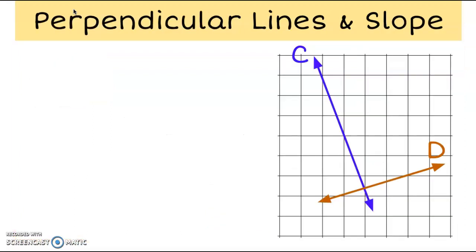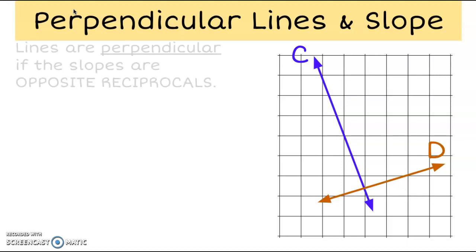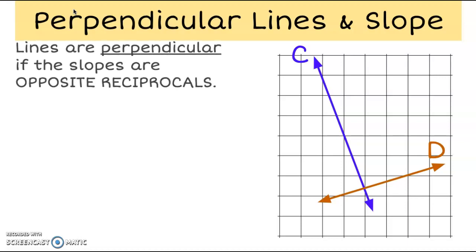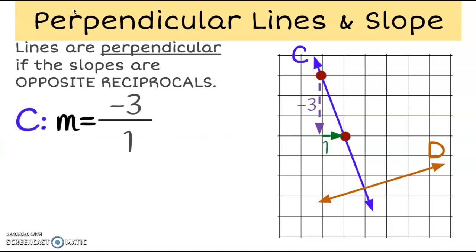Now let's look at perpendicular lines. Lines are perpendicular if the slopes are what's called opposite reciprocals. Let's find the slope of line C. Starting on the left, we rise down -3 and run +1. The slope of C is -3/1.